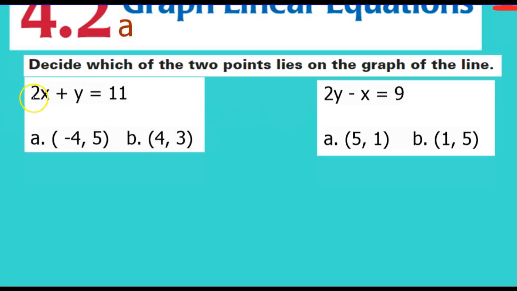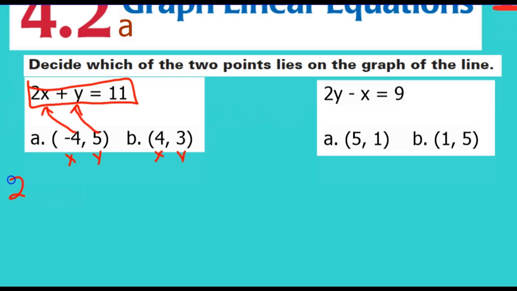So what we do is we take this equation, 2x plus y equals 11, and we put these points into our equation. Well, we know that x always comes first. We have x and we have y. This is x, and this is y. What we got to do is put our points into our equation. So -4 is going to go in for the x, and 5 is going to go in for the y.